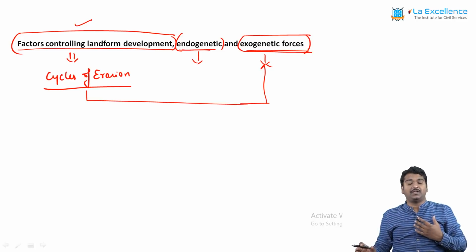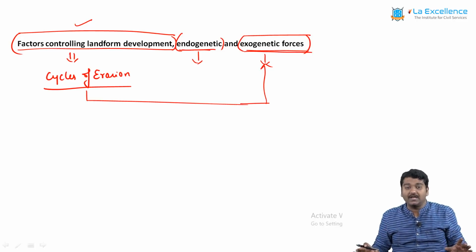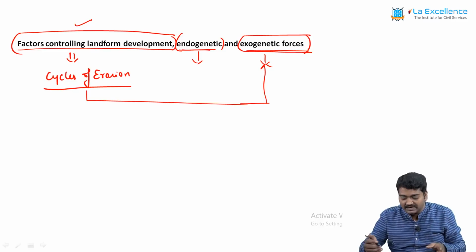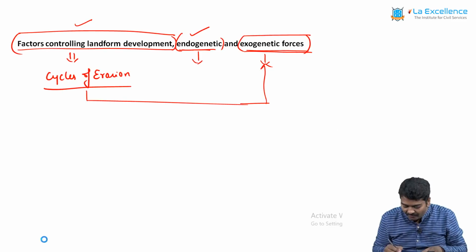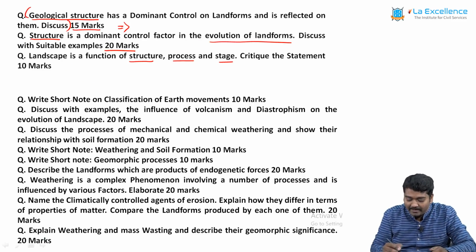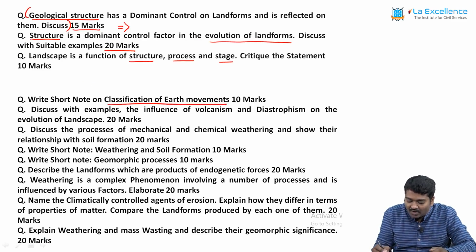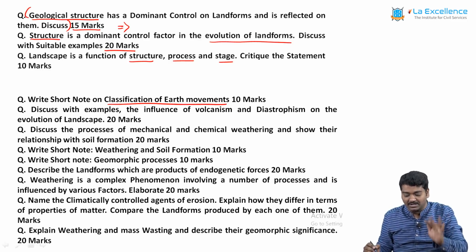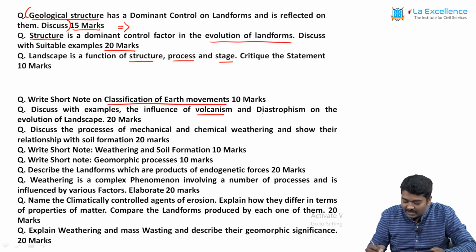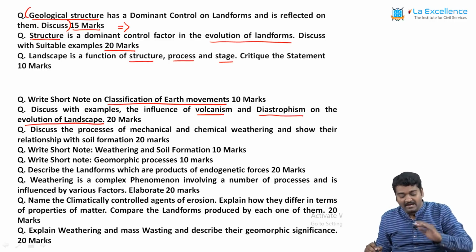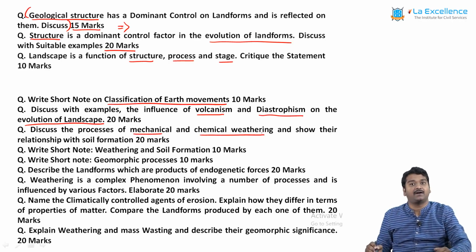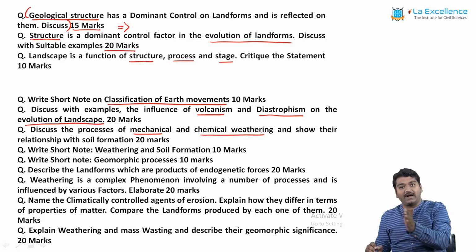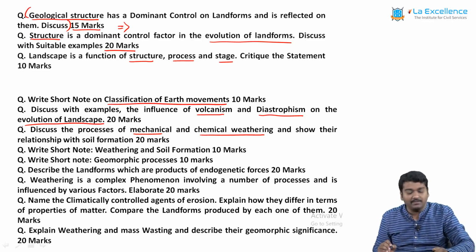So if you ask me, if you are opening geomorphology, the first thing that you have to read is endogenetic movements first. And if we look at the questions, guys, again: write a short note on classification of the earth movements. Again, it is endogenetic. Influence of volcanism and diastrophism on the evolution of landscape. Again, endogenetic. Processes of mechanical and chemical weathering. Weathering, mass movement and erosion. Again, you're talking about this.